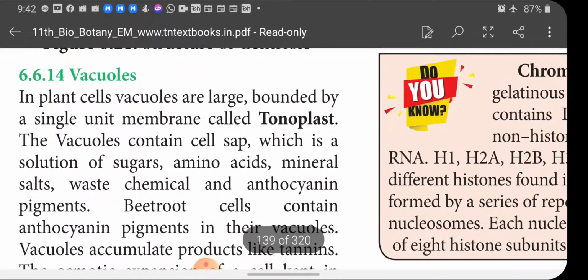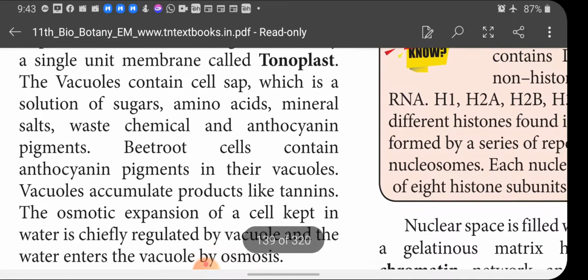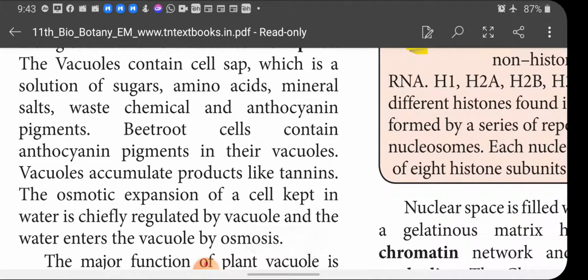Next, vacuoles. Actually they are present only in the plant cell. In plant cells, vacuoles are large, bounded by a single unit membrane called the tonoplast. The vacuoles contain cell sap, which is a solution of sugars, amino acids, mineral salts, waste chemicals and anthocyanin pigment. Beetroot cells contain anthocyanin pigment in their vacuoles. A pigment gives color, and since beetroot contains anthocyanin pigment, it looks colored. Vacuoles also accumulate products like tannins, so inside the vacuoles some products are accumulated in some plants, like tannins.